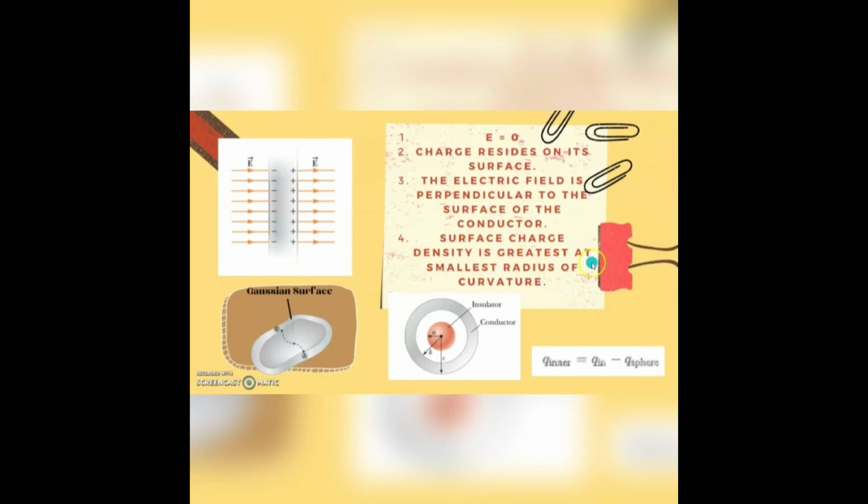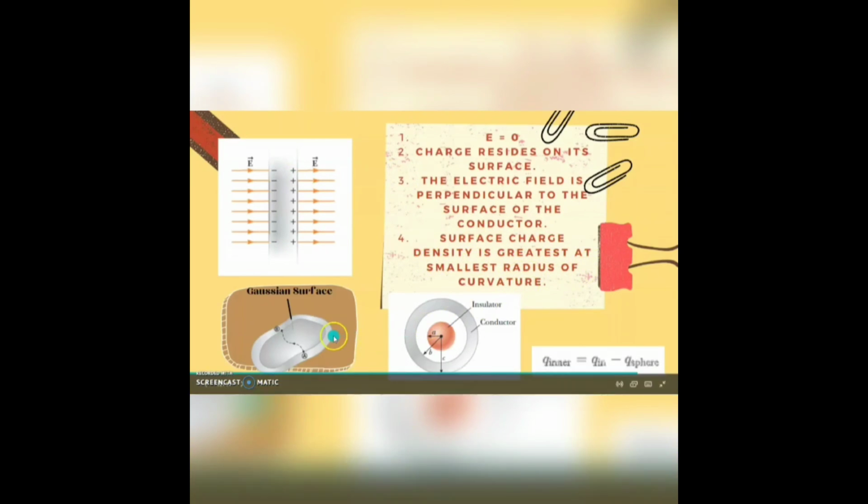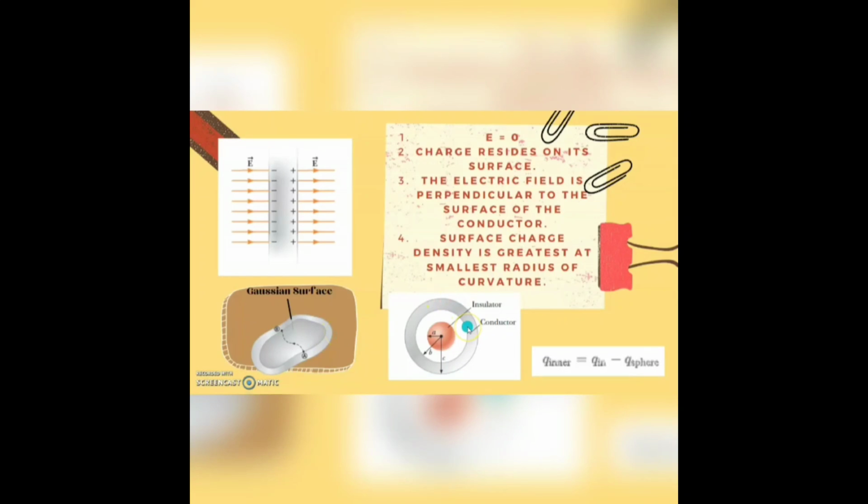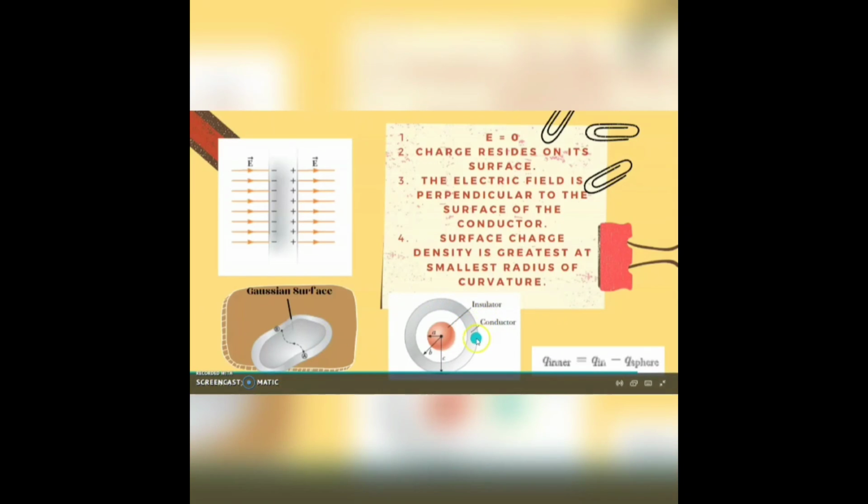Surface charge density is the greatest at the smallest radius of curvature. So if it is an irregular shape, the charge density will be more on the smallest radius. If we have a sphere inside a spherical shell, then the charge Q on the inside of the shell will be minus the Q of the sphere inside.